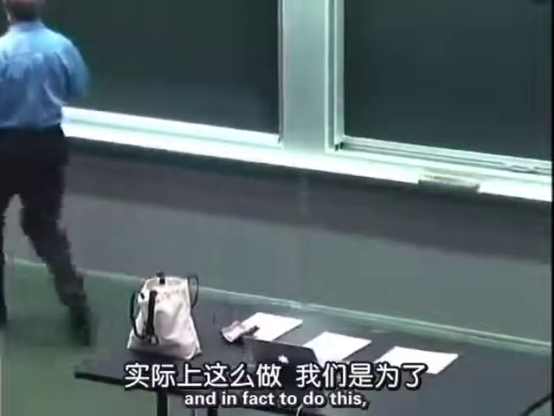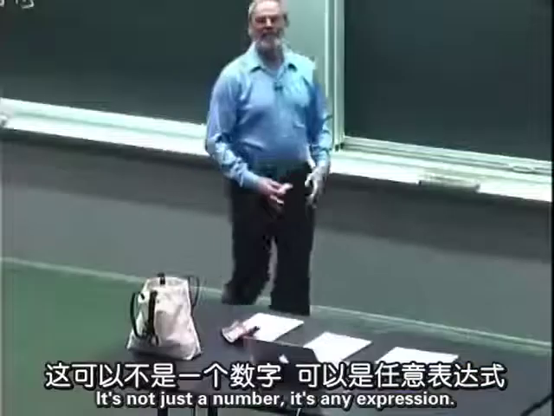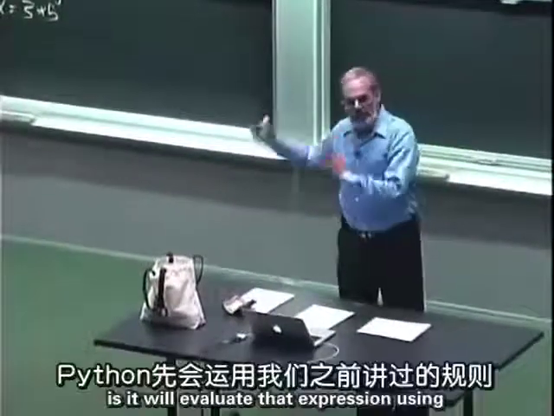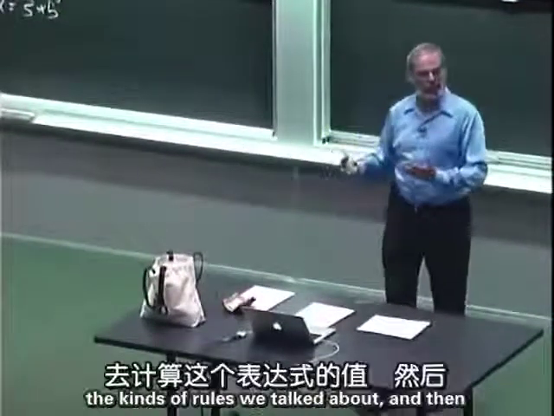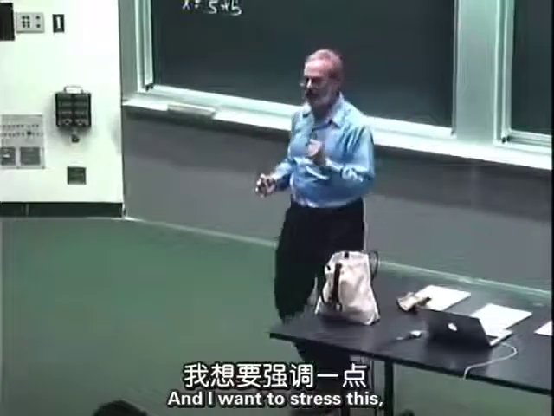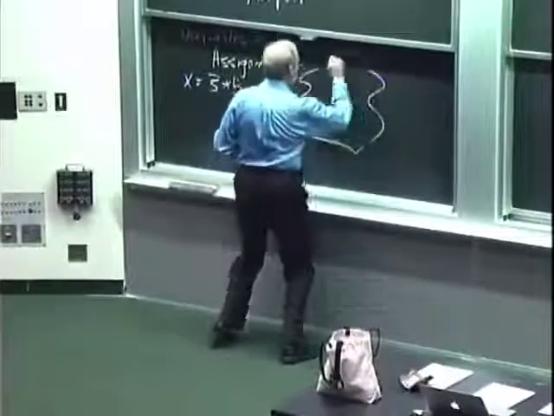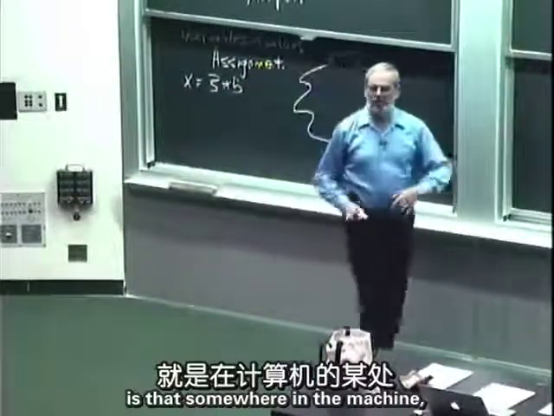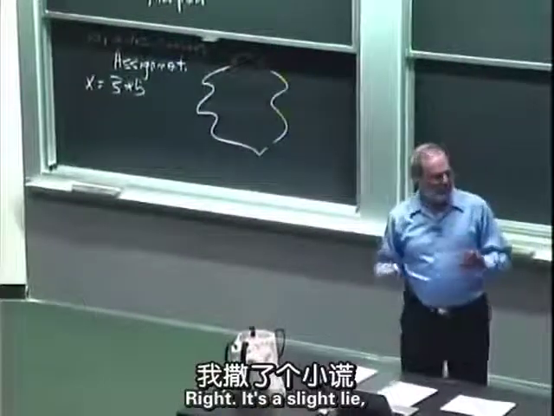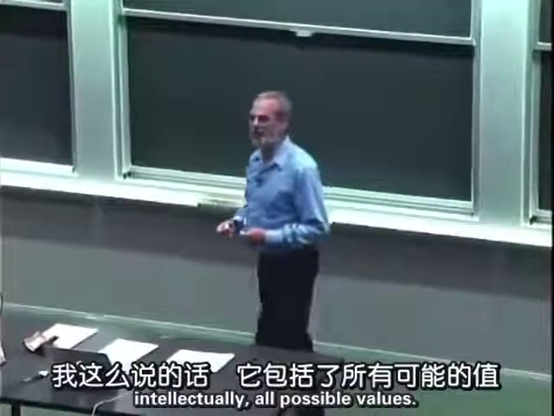And in fact, to stress a point, it's not just a number. It's any expression. What Python will do is it will evaluate that expression using the kinds of rules we talked about, and then it creates a binding for x to that value. And I want to stress this. We're going to come back to it later on in the term. So the way I'd like you to think about it for now is that somewhere in the machine there's a big space that contains all possible values. It's a slight lie. It doesn't have all possible values, but you get the idea. It has, intellectually, all possible values.